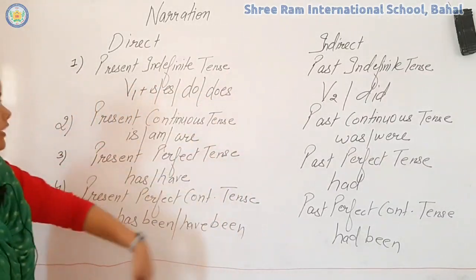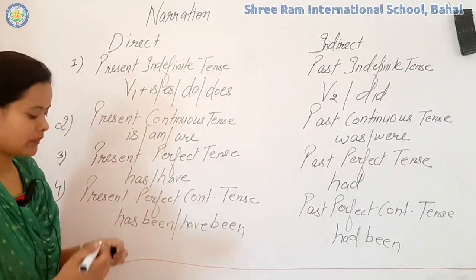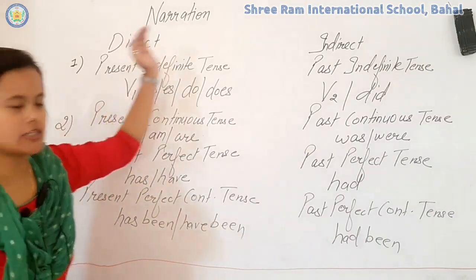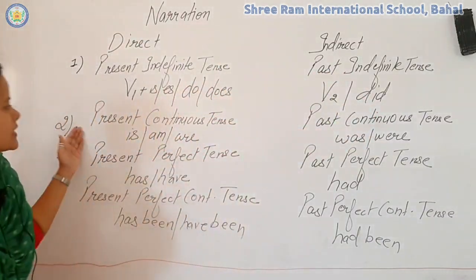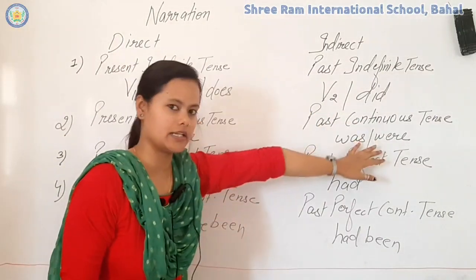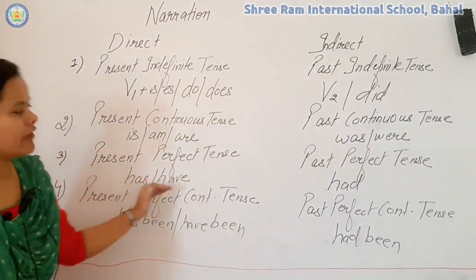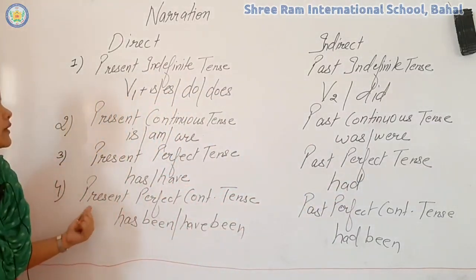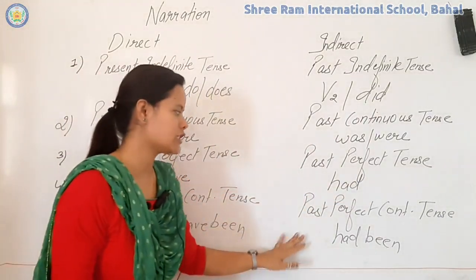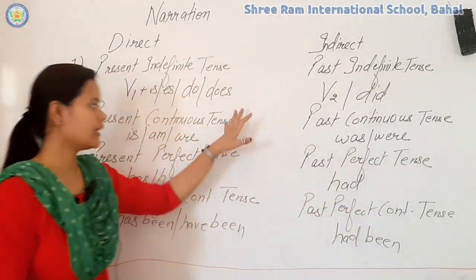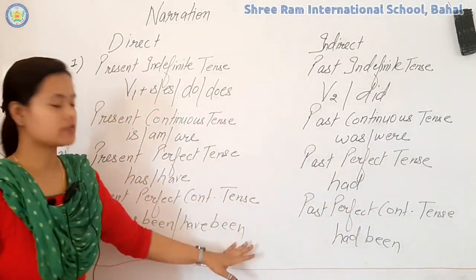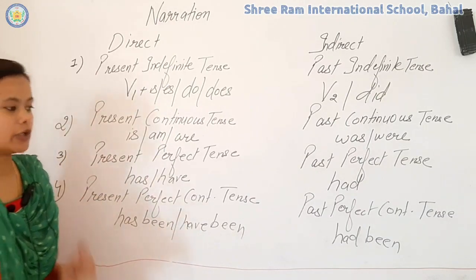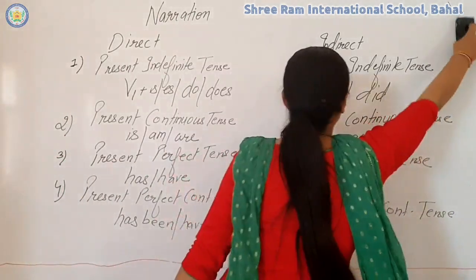So I have written here all the types of the present tense. If you find present indefinite, then change into past indefinite. If you find present continuous, then change into past continuous tense. If you find present perfect tense, then you have to change into past perfect tense. And if there is present perfect continuous tense, then you have to change into past perfect continuous tense. I have written the helping verbs also, so it will be very helpful for your learning. So you have to write this table in your notebook so that you can easily change it.